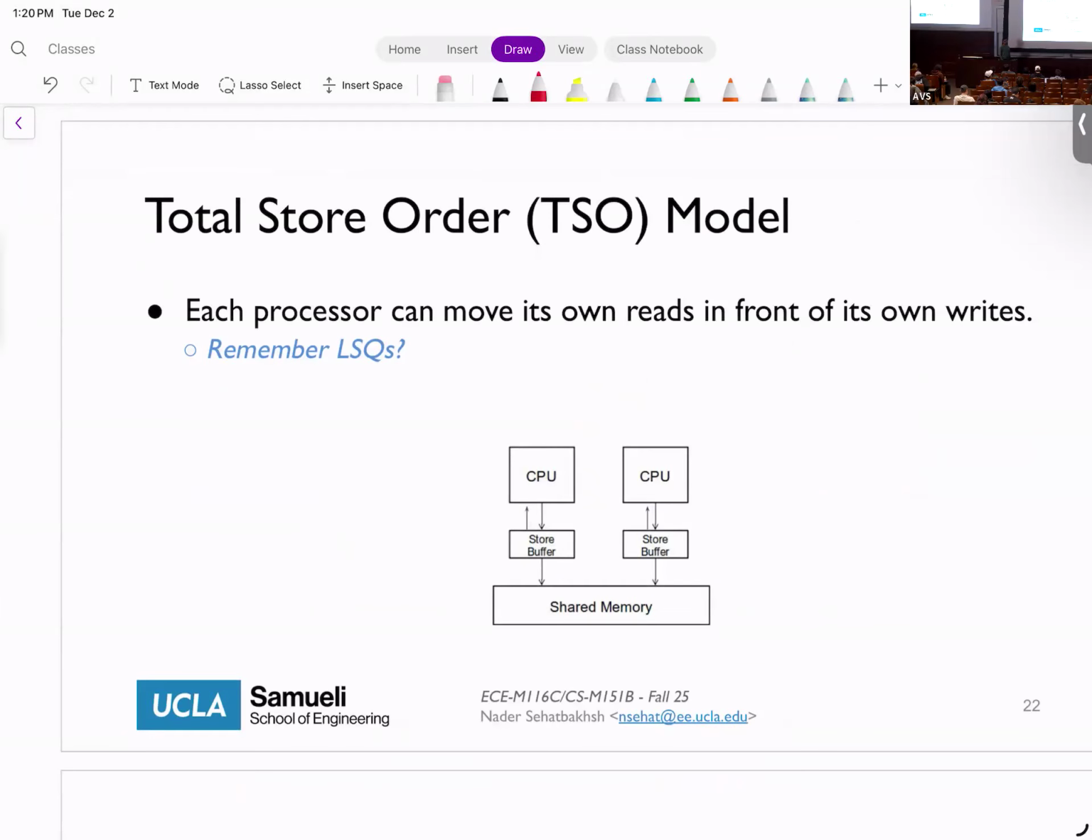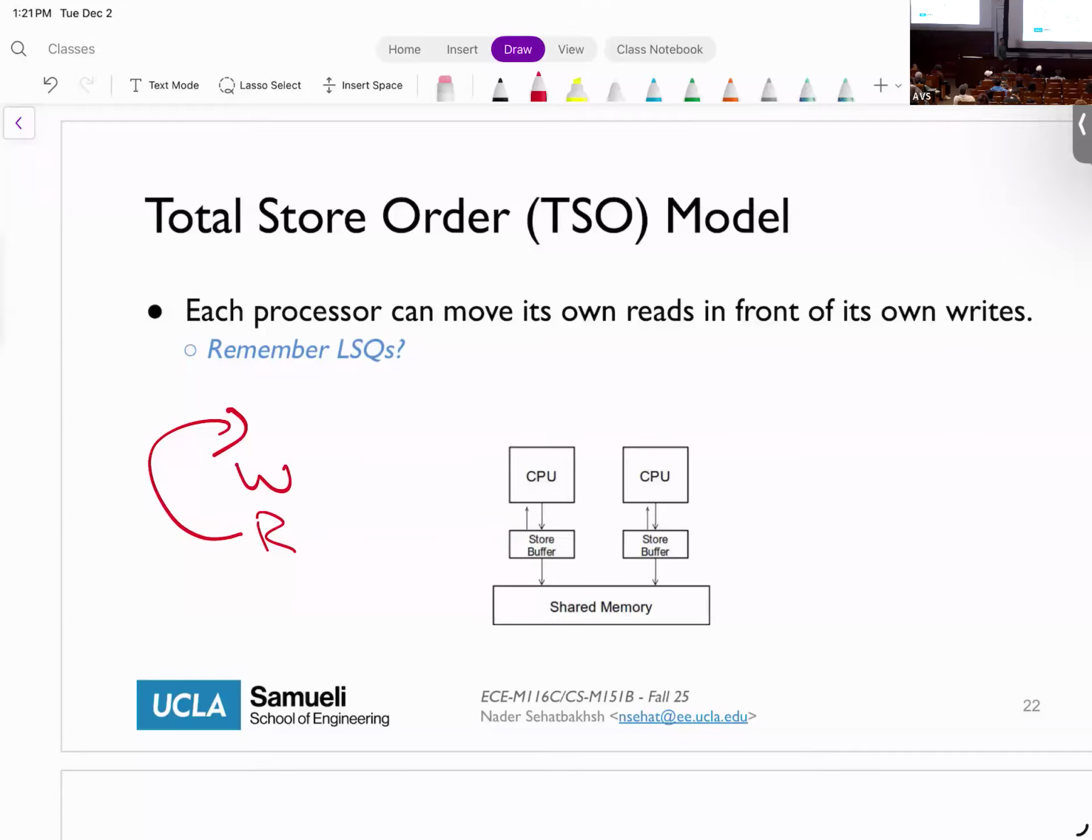TSO basically says that, remember I told you we have store buffers or LSQs, right? If I have store buffers, here's what I can do: I can move my own reads in front of my own writes. So if I have a write here and a read here, I can issue the reads sooner if I need to. How do I do that? I have the store buffer. I make sure that the stores are synchronized and ordered. But what I can do is make sure that the reads happen before the writes.